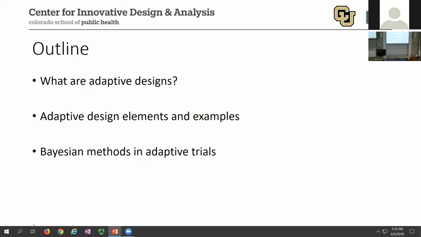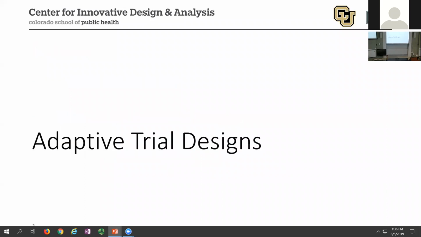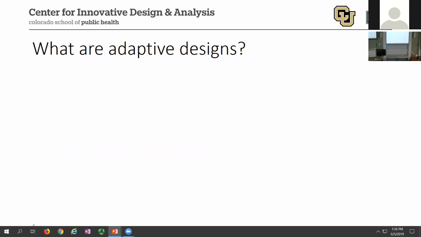And then we'll also touch at the end on the idea of Bayesian methodology, motivated for adaptive trial design, but really more of a general consideration if you're trying to look at using Bayesian methods in your next trial or design. So what are adaptive designs?